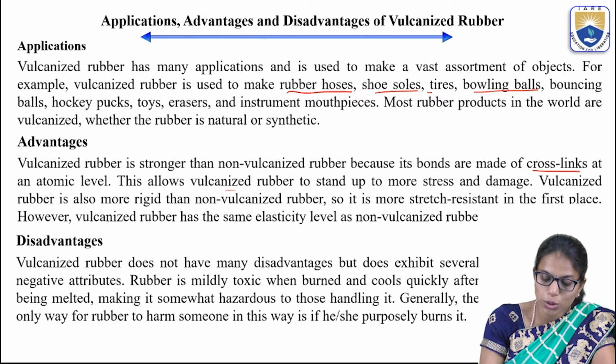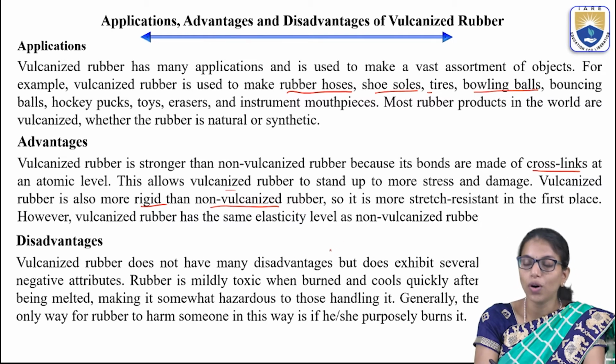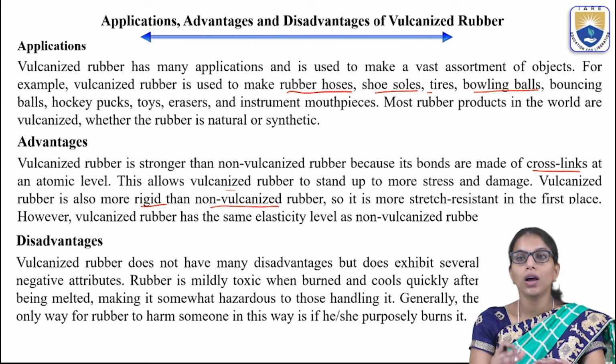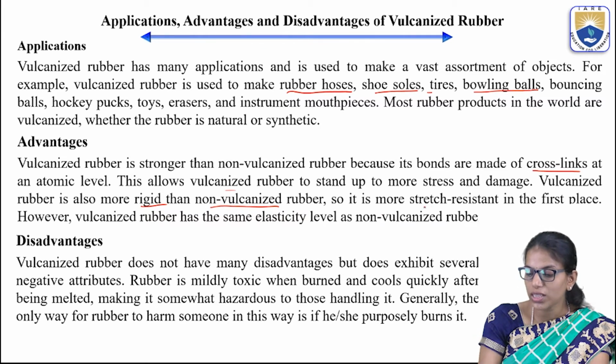Vulcanized rubber is also more rigid than non-vulcanized rubber. Rigid means it will have more tensile strength. So it has more stretch strength.